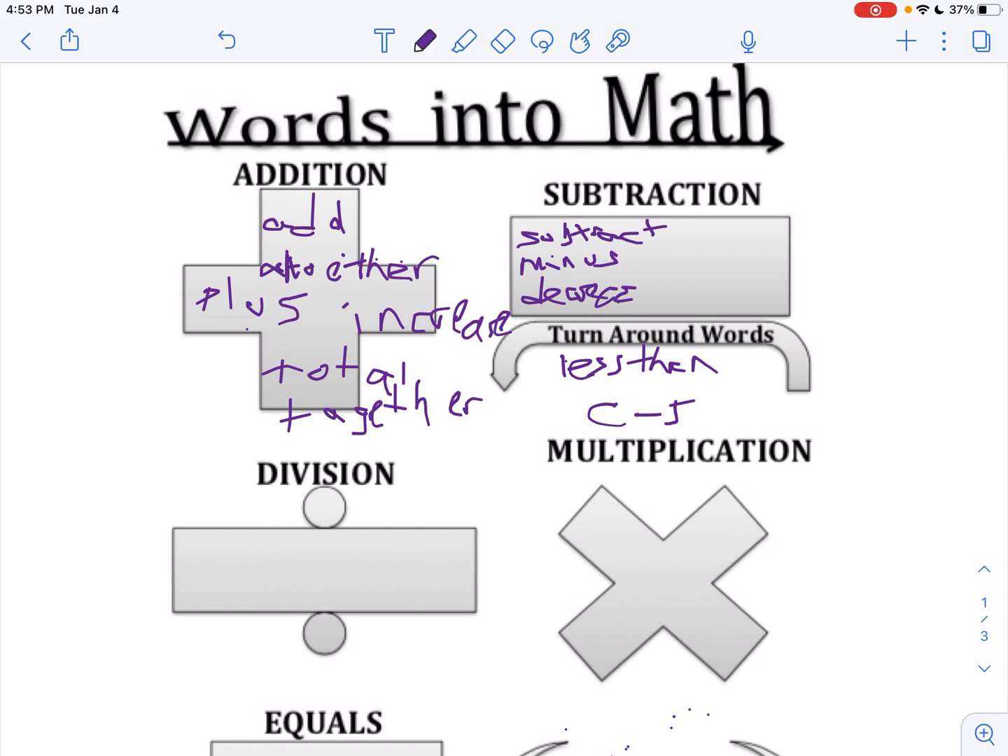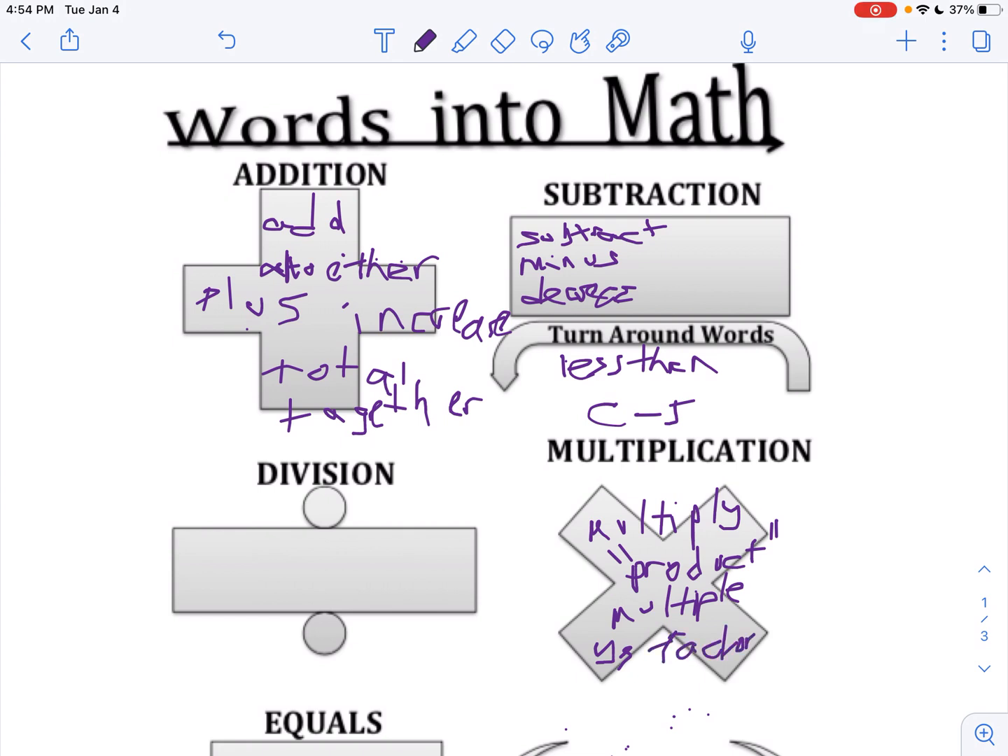Now, multiplication has almost as many as addition, not quite as many. But we have like multiply, product. That's the answer to a multiplication problem. Now, usually you don't have to put that in parentheses, but that could be a parentheses word also. Multiple, by, factor.